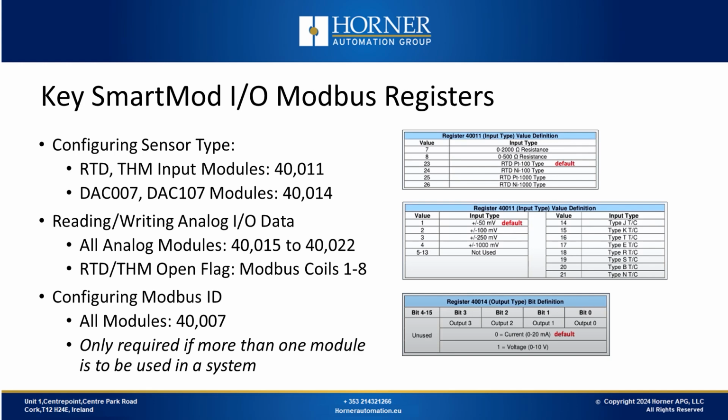If we are using RTD or thermocouples, and we want to take advantage of the fact that the modules can detect an open circuit, then we will read Modbus coils 1 through 8. In most applications, we will just have one SmartMod connected to an OCS. However, if we have more than one module in our application, then we will need to change the default Modbus ID for all modules except the first one. We do this by writing to Modbus holding register 40007.